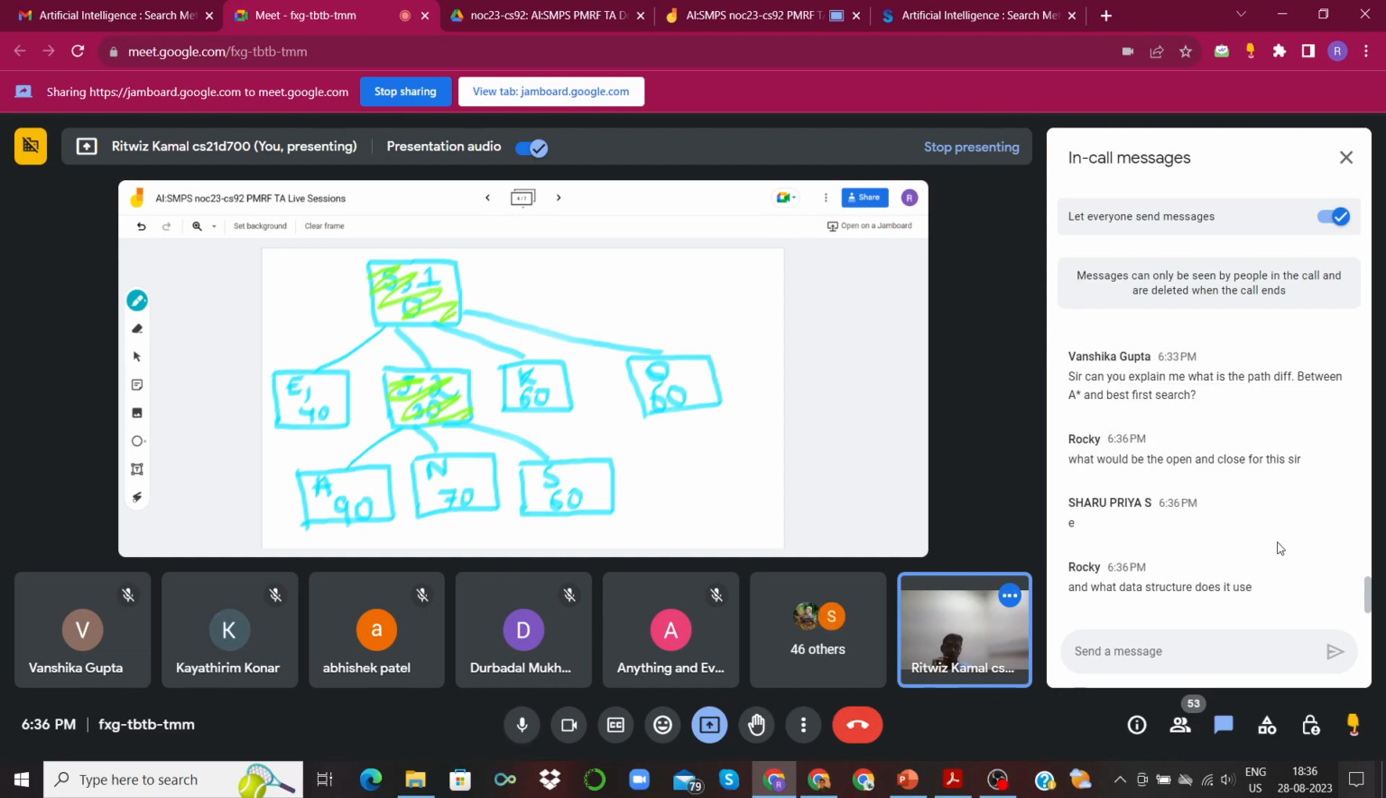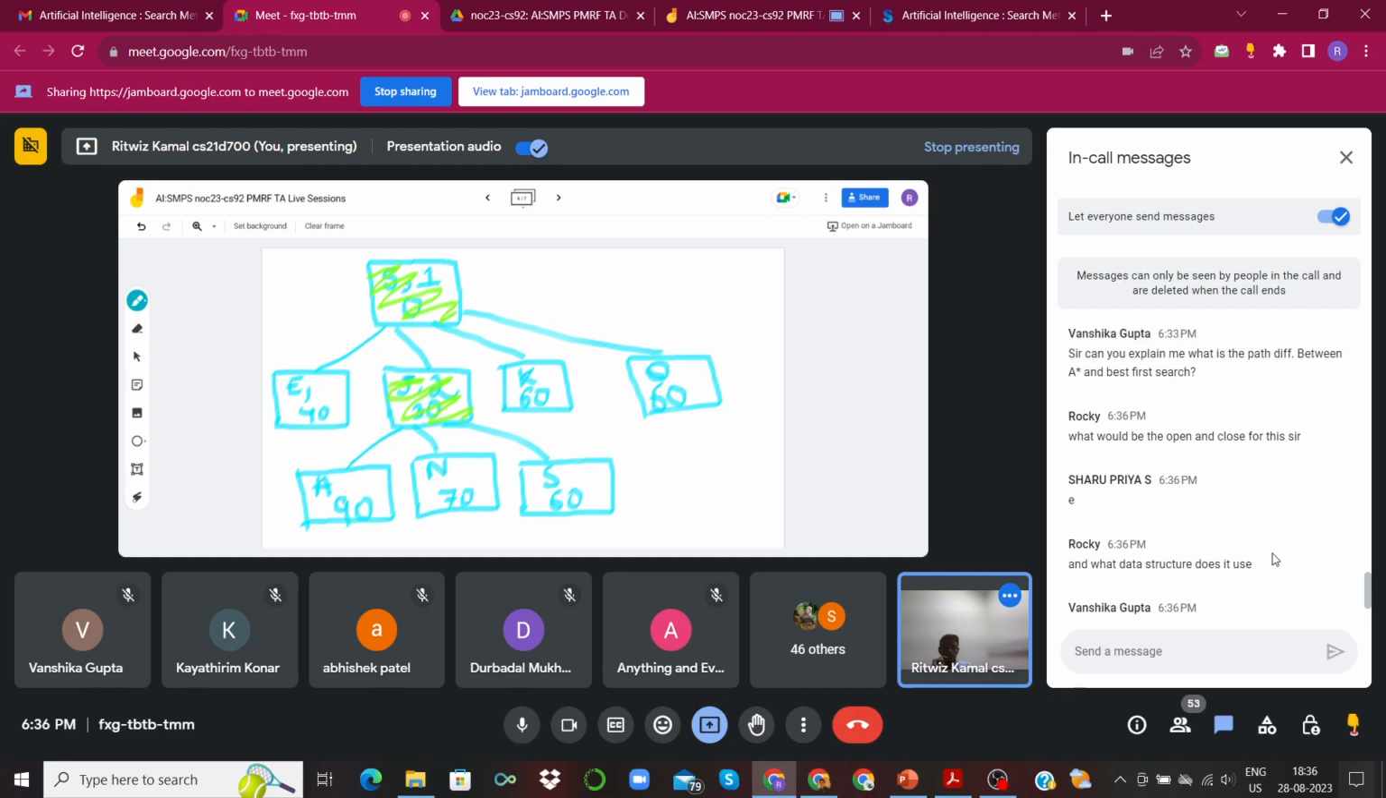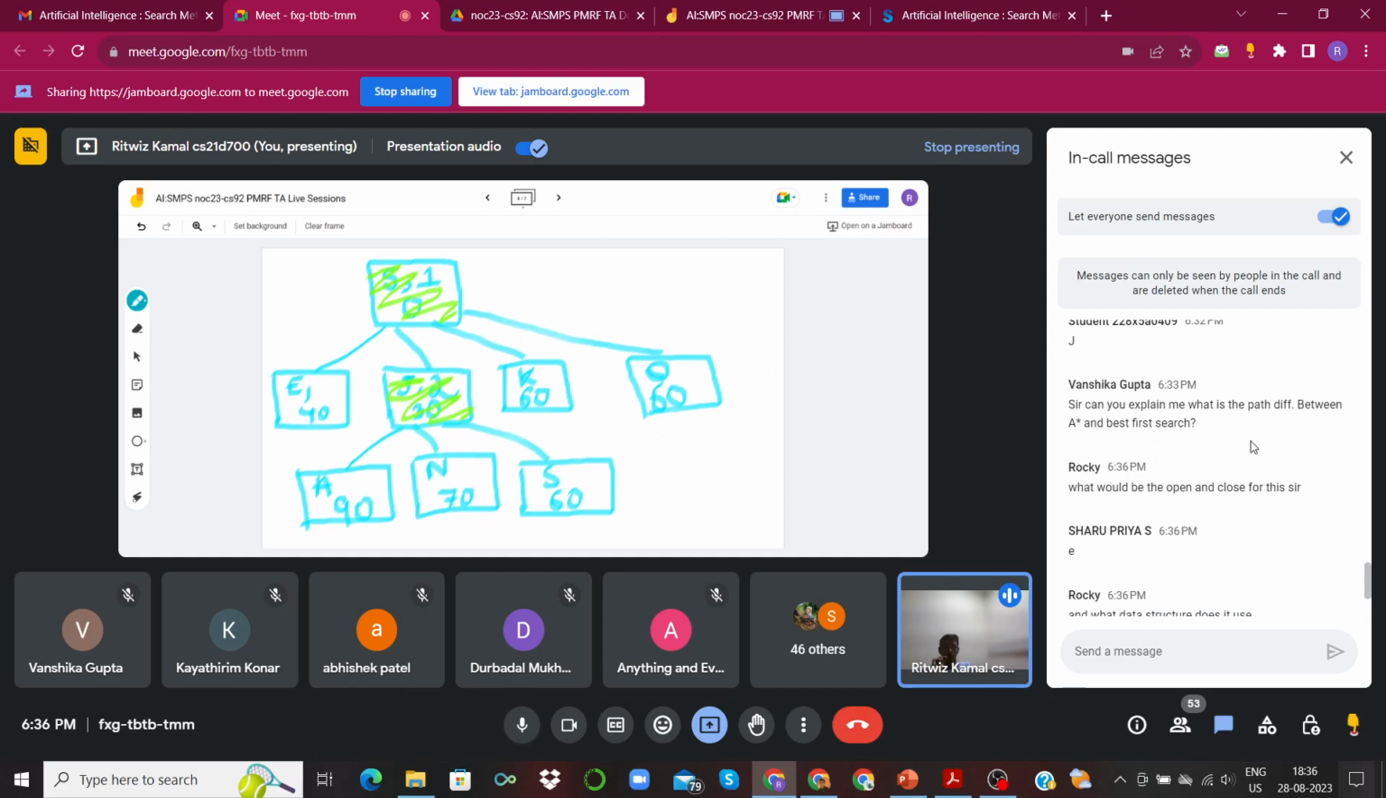E, that is right. Okay. Before going on with further explanation, I'll just address a few simple queries in the chat. So the difference between A star and best first search, when we go through A star, I think the difference will become clearer to you.